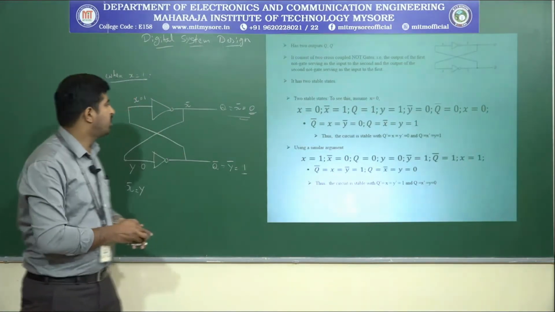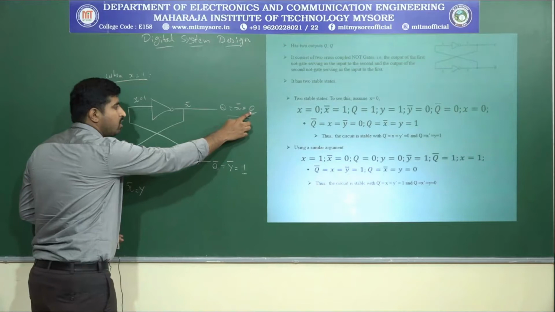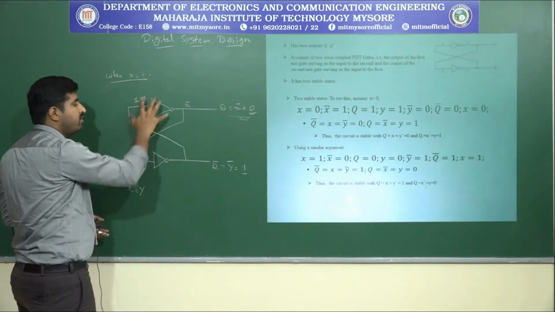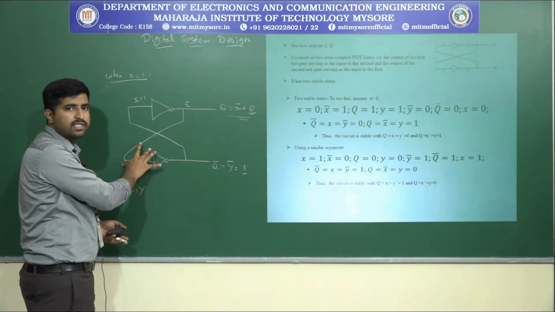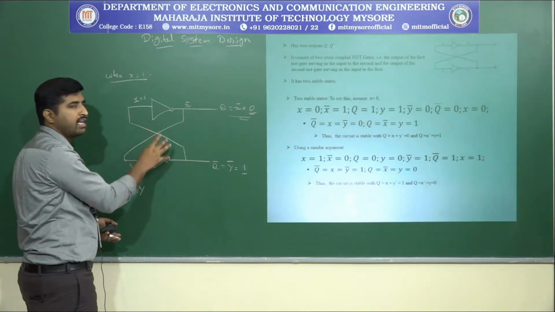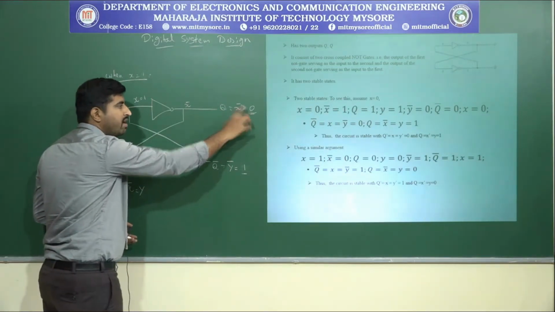This circuit always gives a logic 0 at Q when X is equal to 1 and the device is turned on. So when this bistable element is turned on, or given power, it will always give a 0.